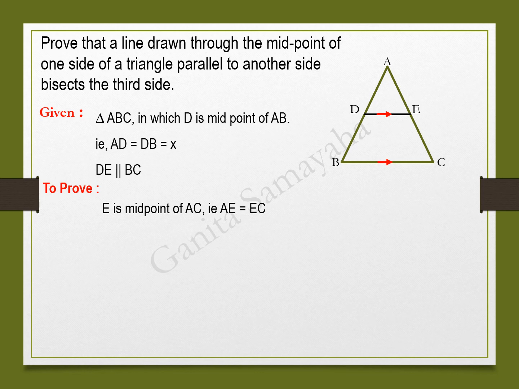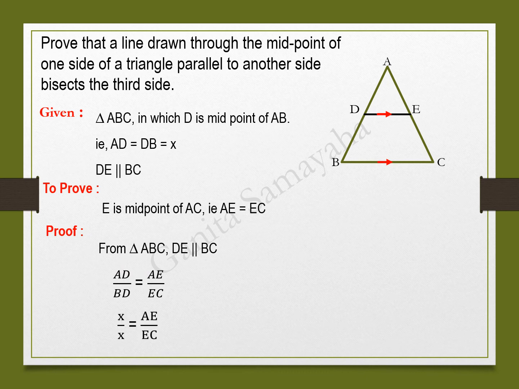Clear? Now, proof. Let us apply BPT. From triangle ABC, DE is parallel to BC, which means that AD by BD is equal to AE by EC. We know the measurements of AD and BD. We have supposed it to be X. So let us substitute AD as X and BD as X. So we have X by X is equal to AE by EC. On simplifying, this X and X will get cancelled. We are left with 1, which means that AE by EC is equal to 1, and this means that AE equals EC. If AE is equal to EC, it means that E is the midpoint of AC. That's all, children. Have you understood this?